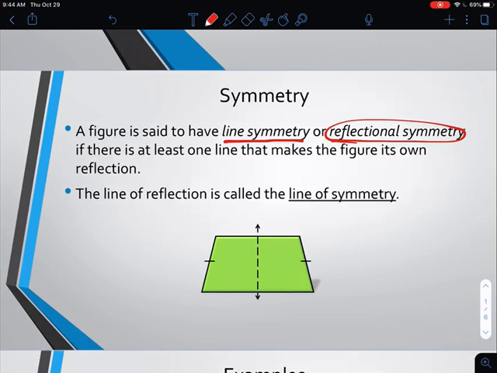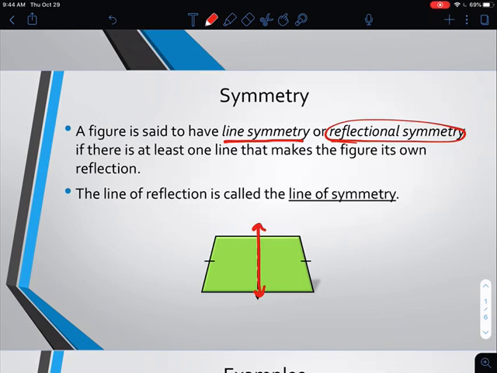So in the figure below, we notice that we put this vertical line straight through the middle of our isosceles trapezoid. If I were to fold the two sides of this trapezoid together, everything would match up exactly the same. So the left and the right side are exactly identical.